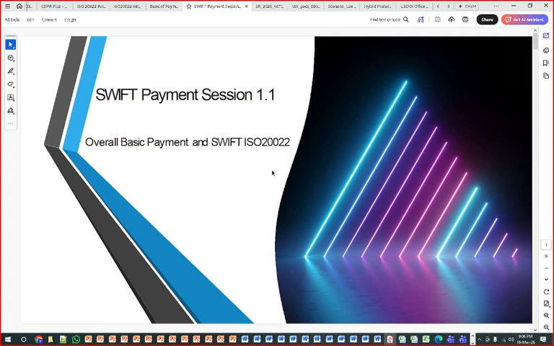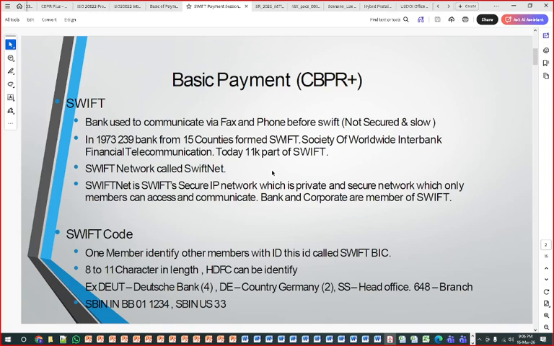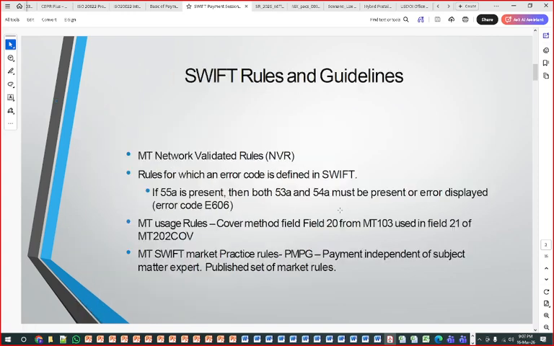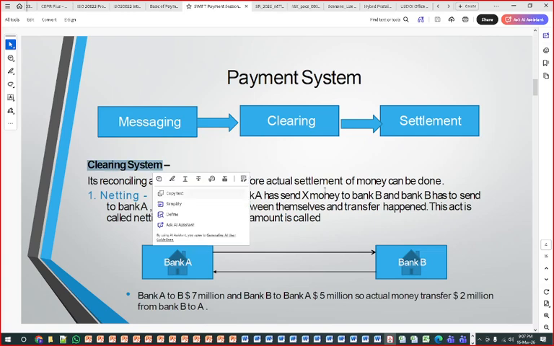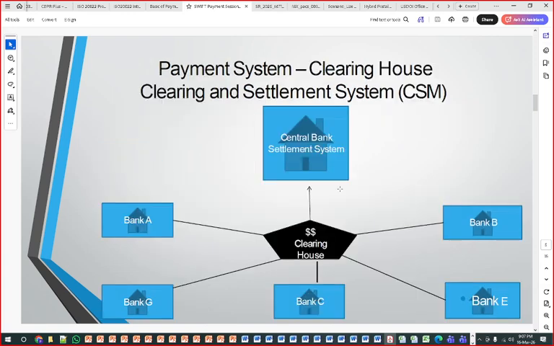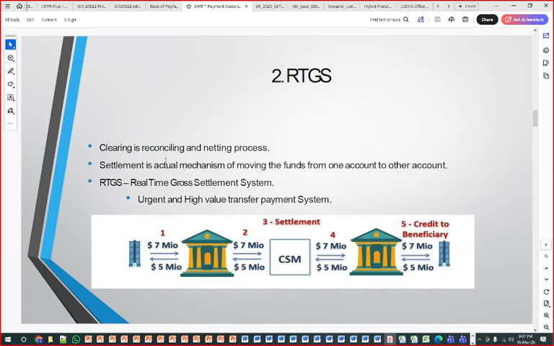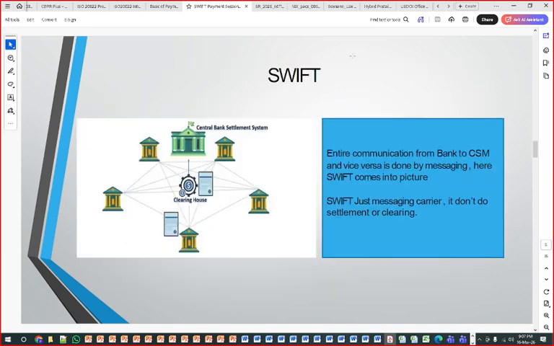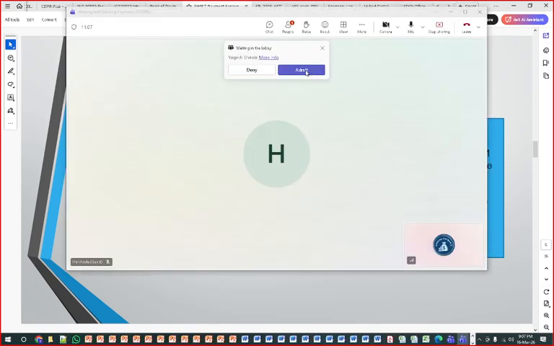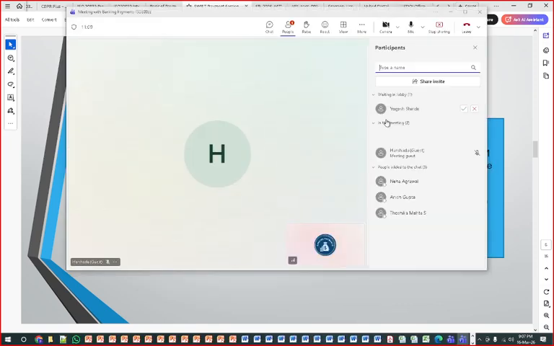Then when we are learning the second part, we are learning what a CBPR payment is, how it is established, what a SWIFT payment is, what the meaning of SWIFT is, what a SWIFT code is, SWIFT guidelines. And how netting happens in a payment. When you're sending a payment, somebody is doing clearing and somebody is doing settlement. So we are going to learn how clearing happens, how real time gross settlement happens, how real time final settlement happens. These things we are going to learn line by line.